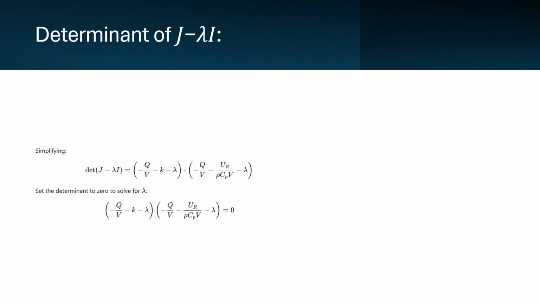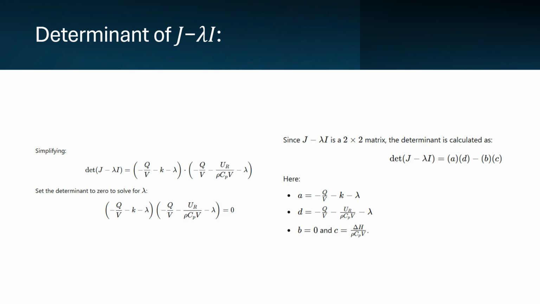Next, we have to find the determinant of J minus lambda I. Since J minus lambda I is a 2 times 2 matrix, the determinant is calculated as AD minus BC, meaning we have to multiply the first and fourth term and subtract it with the second and third term. And so it will look something like this. Since the second term B is equivalent to 0, BC will automatically turn to 0. So we end up simplifying, and here we have it. And so we have to set the determinant to 0 to solve for lambda. And so it will look like this, in which either the first term or the fourth term will be equivalent to 0.